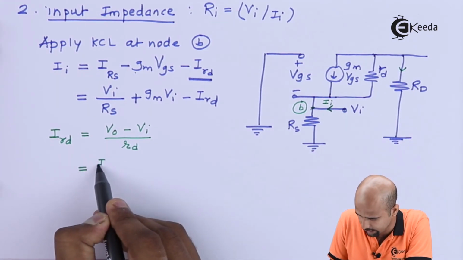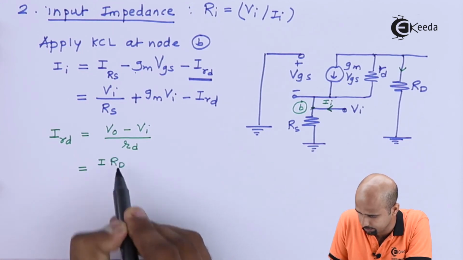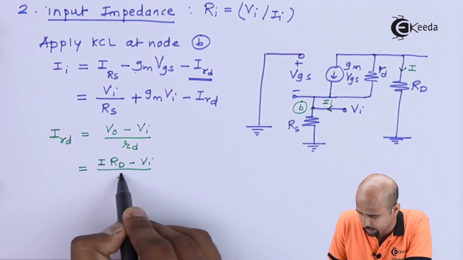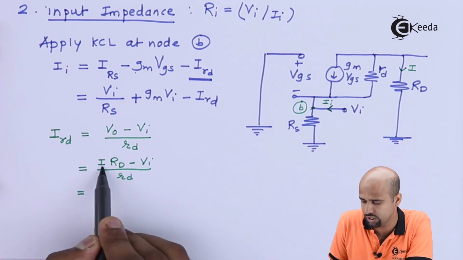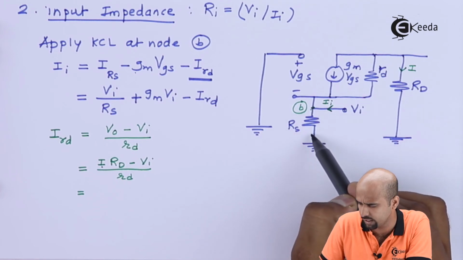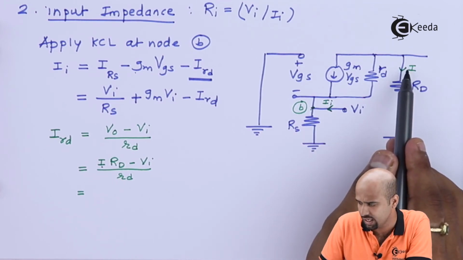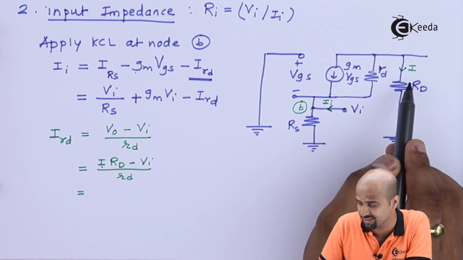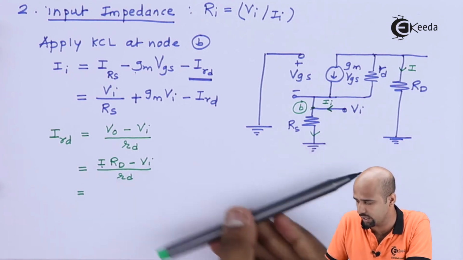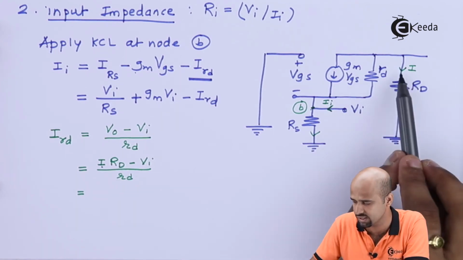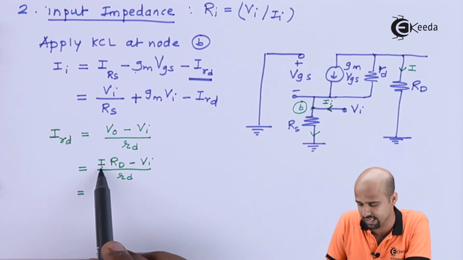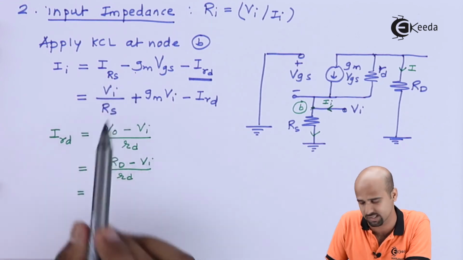So we can say that I multiplied by Rd minus Vi divided by small rd. Further, I can change the value of I as, see, this is the value of I, and the same value of current is flowing through Rd, right? If I say that the same current is flowing but in the reverse opposite direction, see, current flowing through Rs is in this direction and this is ground, so current is flowing in this way, but our I direction is towards ground, right? So I can say that the current which is flowing through Rd, that is I, is exactly opposite to IRs.